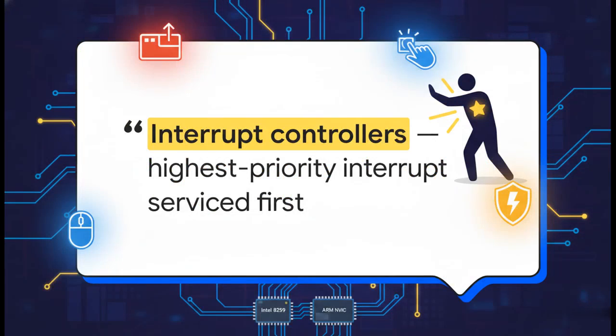So why does this matter so much? Well, consider this key insight from our source material. Interrupt controllers, like the Intel 8259 or the ARM NVIC, ensure the highest priority interrupt is serviced first. When your processor is juggling a network packet arriving, a mouse click, and a low battery warning literally all at the same time, the priority encoder acts as the ultimate bouncer. It ensures the most critical task gets serviced first. Without this, modern multitasking computing just wouldn't exist.